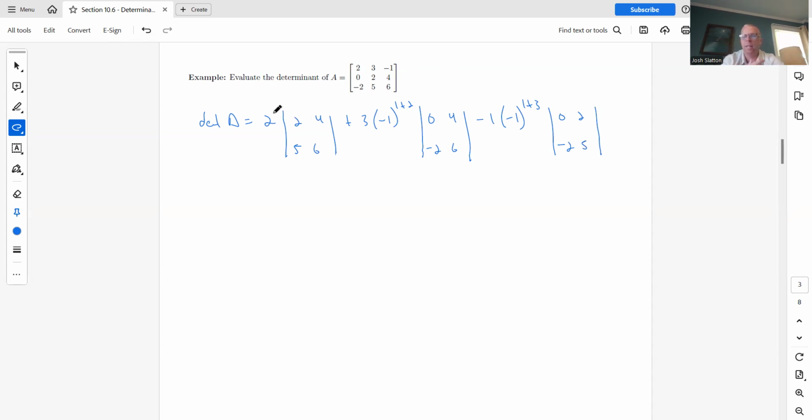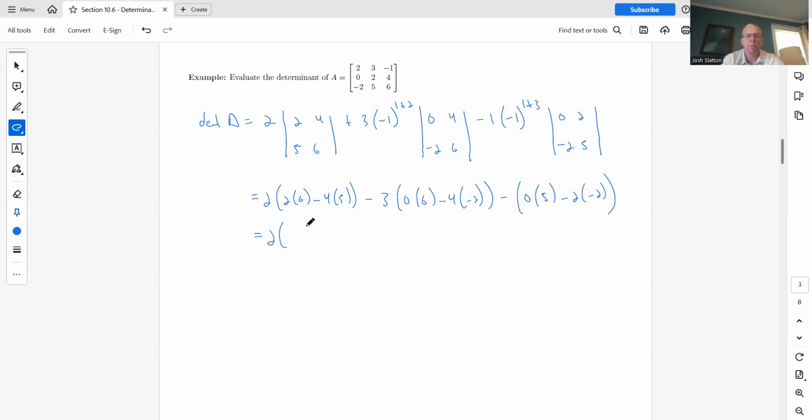I didn't write it here, but that'd be -1 to the 1 plus 1, which is just 1. So we don't need to write it. All right. So 2. Now let's find this determinant. 2 times 6 minus 4 times 5. And then we have, this would be a -1. So let's just make that a -3. And then times 0 times 6 minus 4 times -2. -1 to the 4th would be a +1. So then the -1 there. So minus 0 times 5 minus 2 times -2.